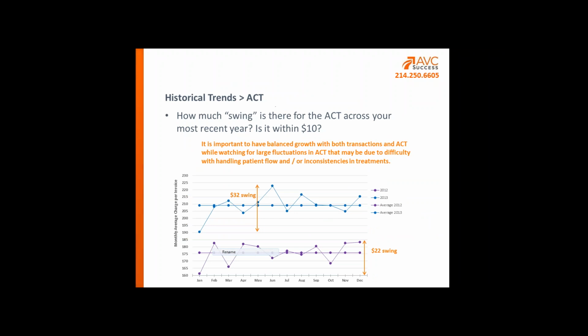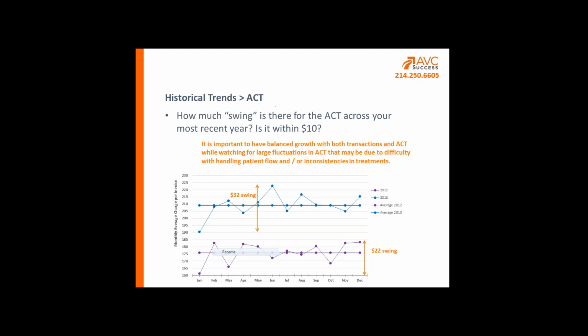So the other component to the revenue is the ACT, the average charge per transaction. And I just took the little snapshot here on the ACT because we already talked about the balance between ACT and transactions. But you want to look at how much of a swing there is, because you really should have pretty consistent ACT when you think about it.